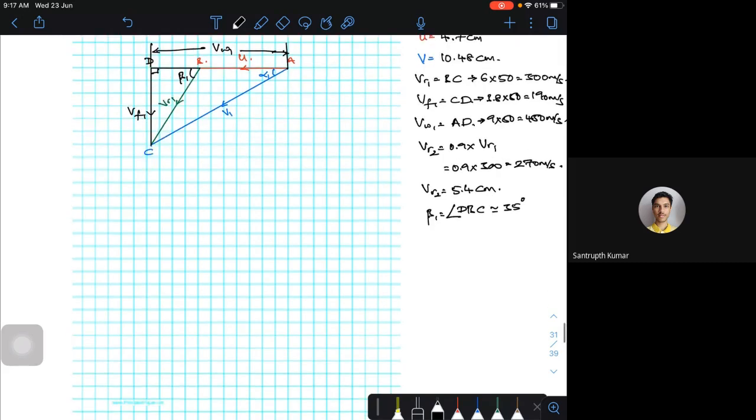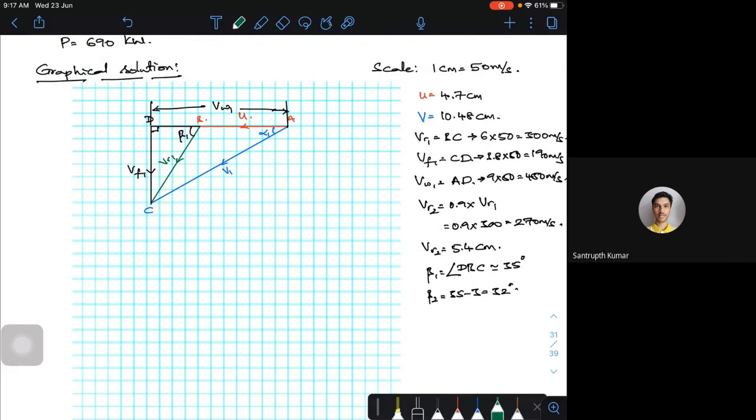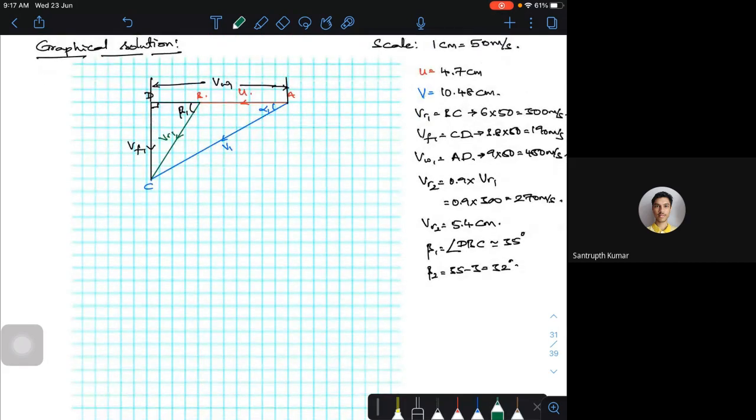So what is your beta 2? Beta 2 is 3 degrees less than this, as given in the numerical. So beta 2 is equal to 35 minus 3, that is 32 degrees. Now VR2 is 5.4 centimeters. With an angle of 32 degrees at B, I will get the point E. So BE is equal to 5.4 centimeters.